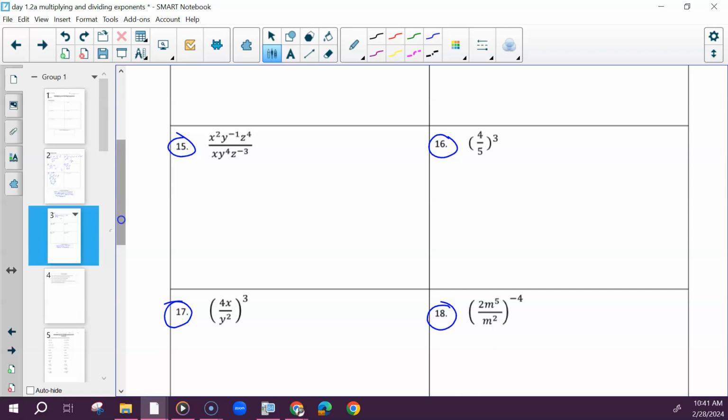Once you get the hang of this, you won't need to write what I'm about to write, but I'm going to write it so that you see that we're subtracting. We have x squared minus 1, y to the negative 1 minus 4, z to the 4 minus a negative 3. You could just subtract and write what the new things are and then flip it. So simplified, we have x to the first, y to the negative 5th, z to the 7th. So x and z are going to stay in your numerator. Y is going to get moved to the denominator.